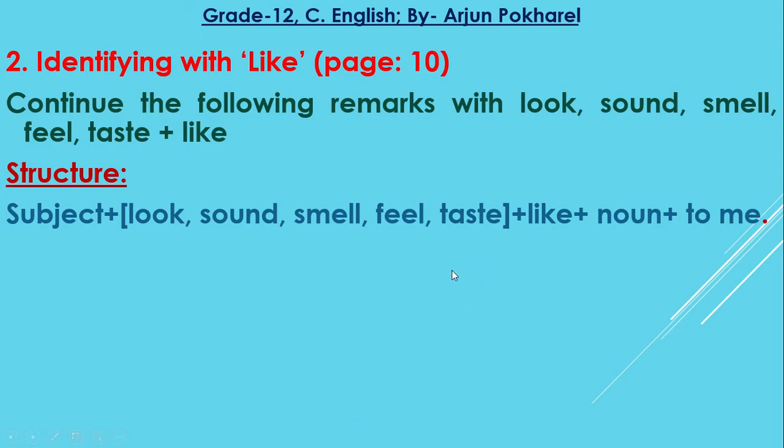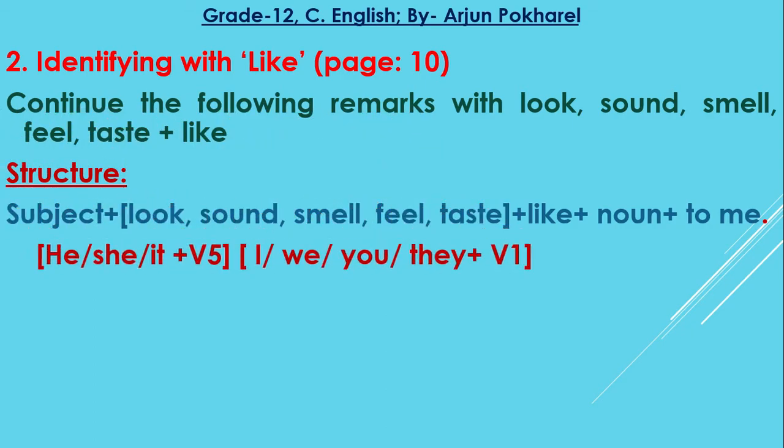These are the structures that we did before as well. With he, she, it, we have to use b5, that is looks, sounds, smells, feels, tastes. With I, we, you, and they, we have to use b1, that is the same: look, sound, smell, feel, taste. He looks, she looks, it looks. In this way you have to frame your answer.